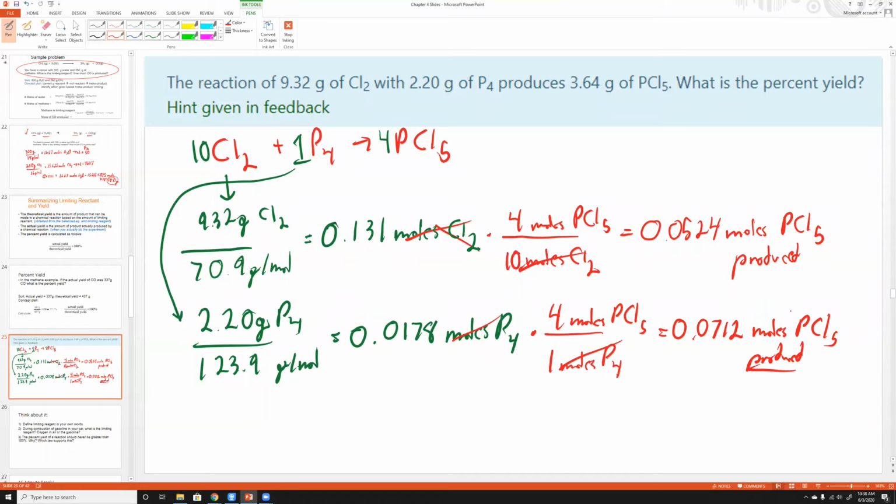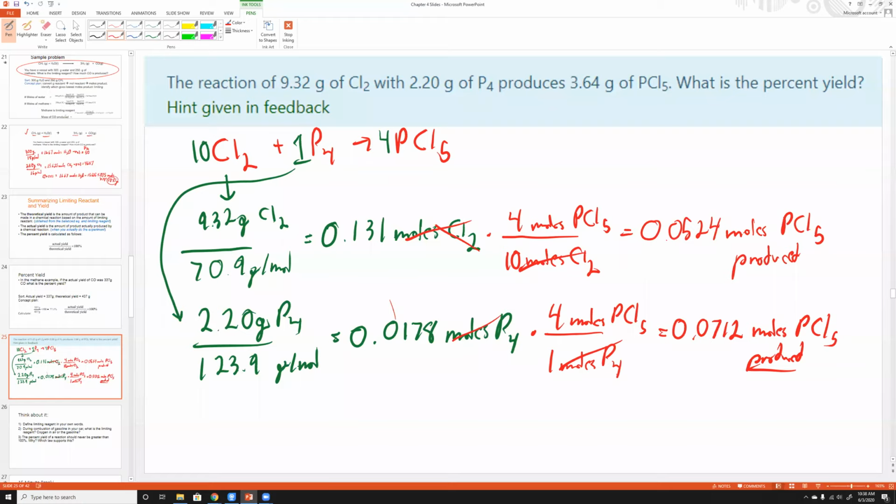All right. Now, looking at these, there's one thing I want to mention. You notice how phosphorus started out with the lowest amount of moles by a lot. The chlorine gas had almost 10 times the amount of moles that P4 had. So you would think, oh, P4 is the limiting reactant. Well, once you do the stoichiometric ratios and take them into account, you see that the opposite's true. So my question is, which one is the limiting reactant?